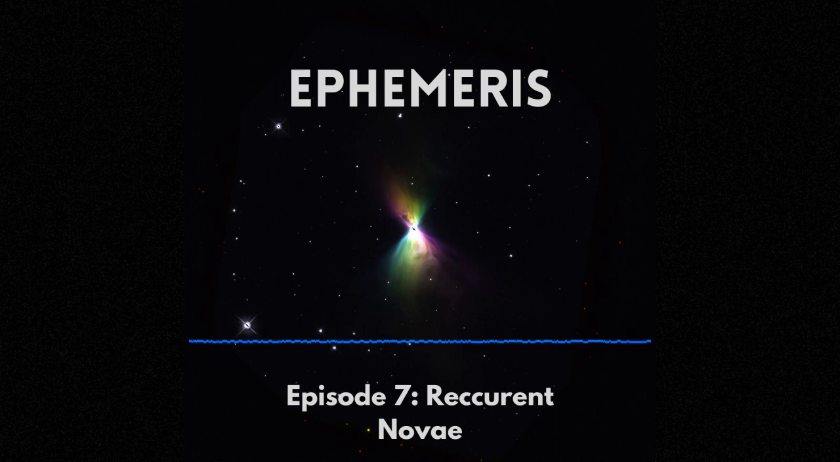I think on average, recurrent nova typically increase by about 9 magnitudes, whereas classical nova brighten by about 12. So, yeah, if you think about the magnitude scale, 5 is quite a big number, 12 is even bigger. That's wild, a 12 magnitude difference, that gets really, really bright. But yeah, that is all I have for today's episode.